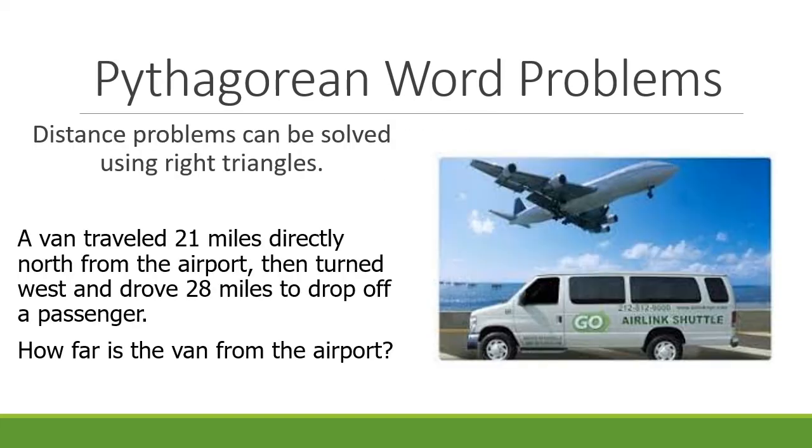Distance problems can also be solved using right triangles. In this story, we have a van which traveled 21 miles directly north from the airport, then turned west and drove 28 miles to drop off a passenger. And the question is, how far is the van from the airport? Well, we know that it traveled 21 miles plus 28 miles, which is 49 miles. But it didn't take a direct route. It was traveling on the roads. So the question is really, how far is the van if you didn't have to take the roads?